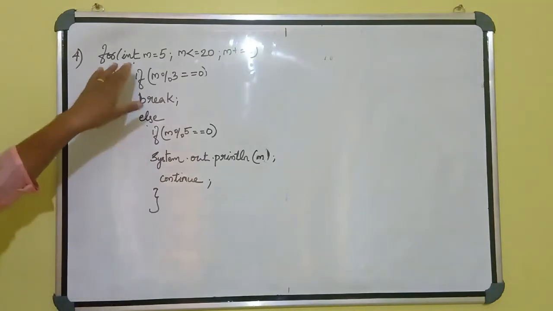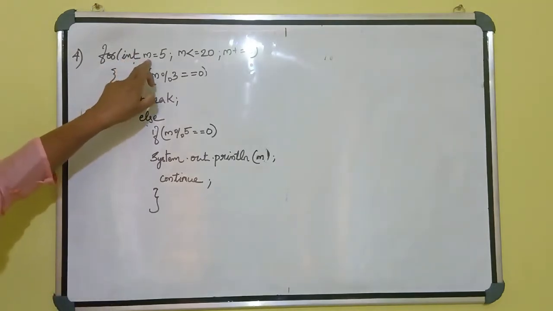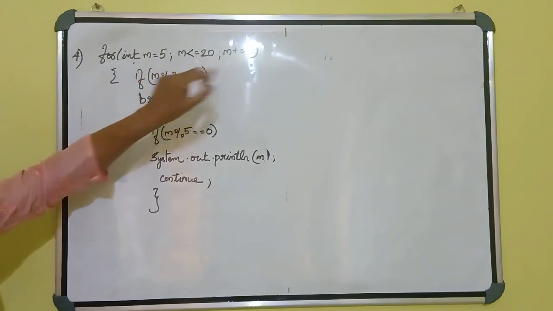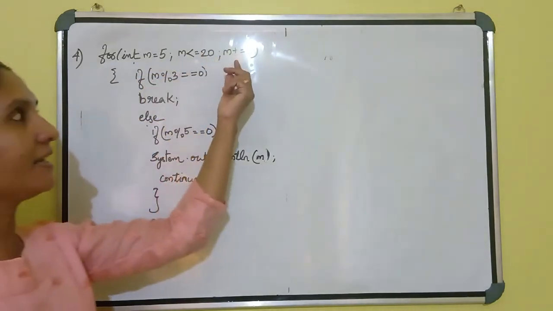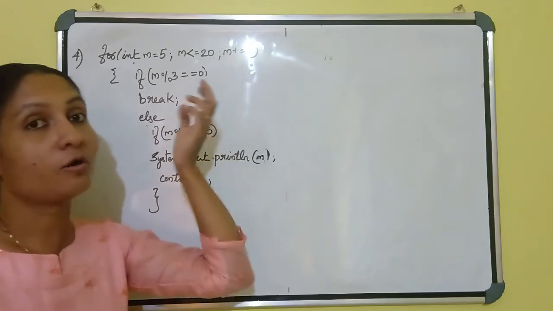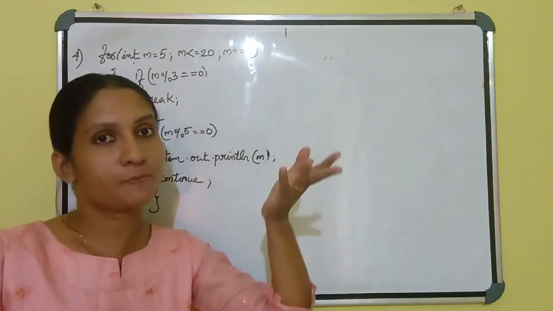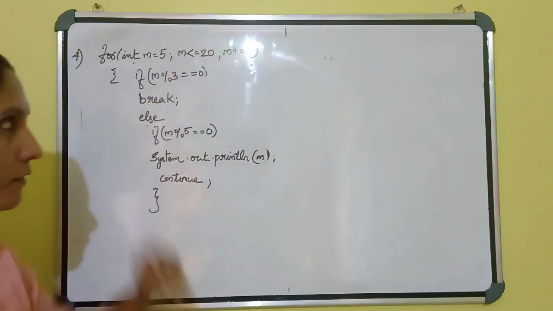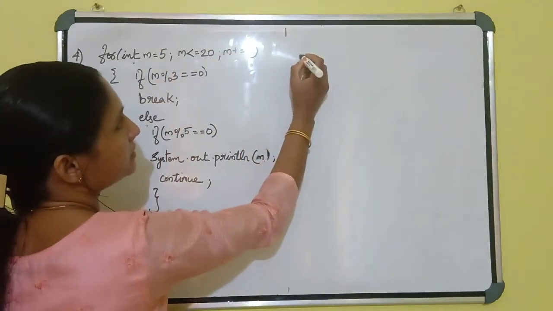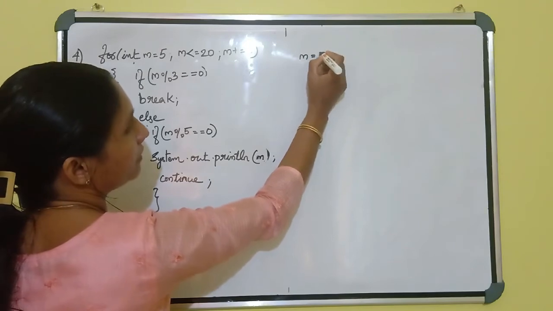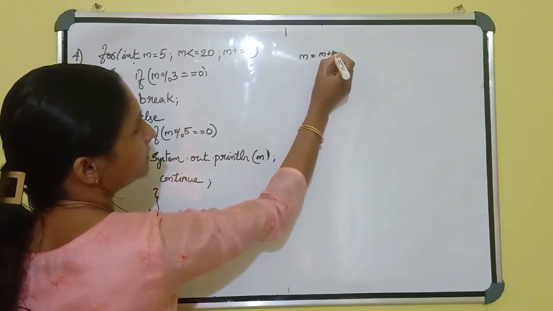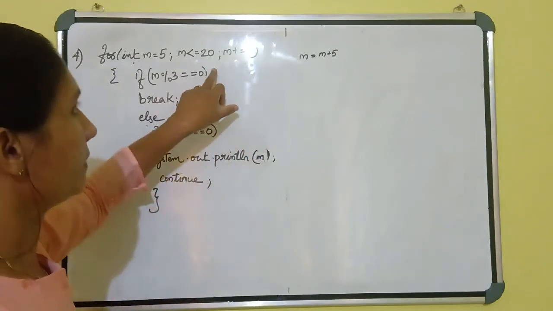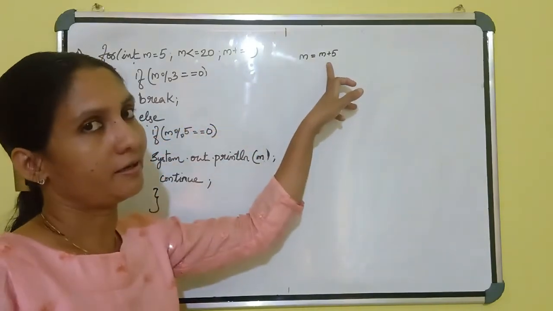See, first we have to check the for loop. What's the starting value of m here? 5, and the condition is less than or equal to 20. But see the iteration here. Usually we get m++, but here it is m += 5. What's the meaning of that? This is a compound statement. We can write it like this: m = m + 5. That means each time it is incremented by 5.